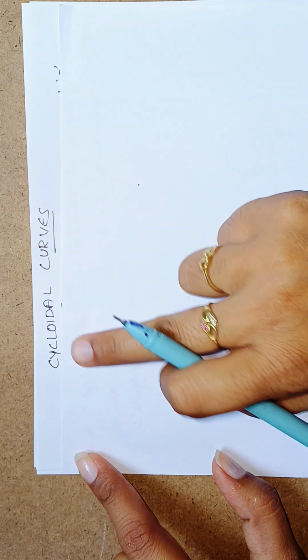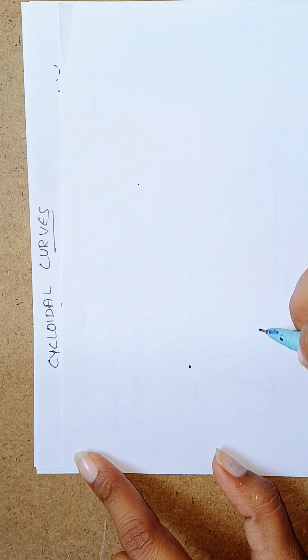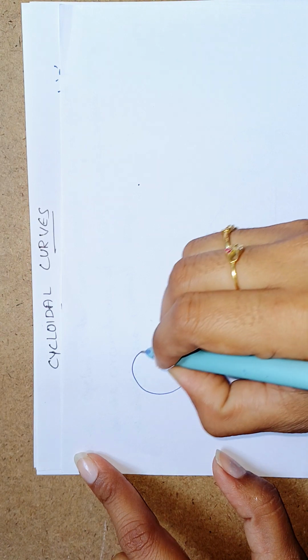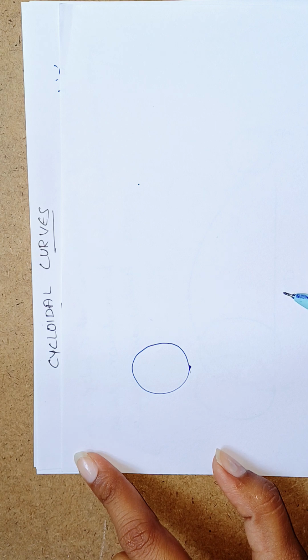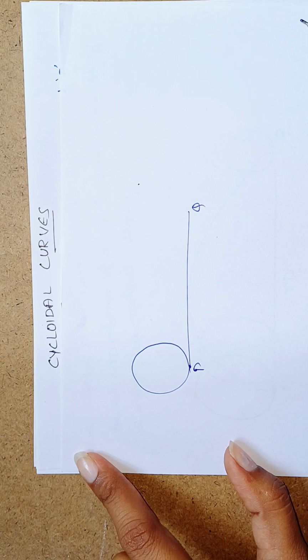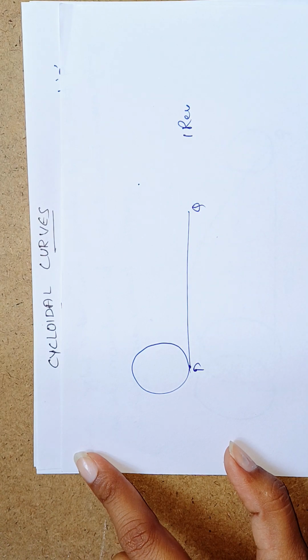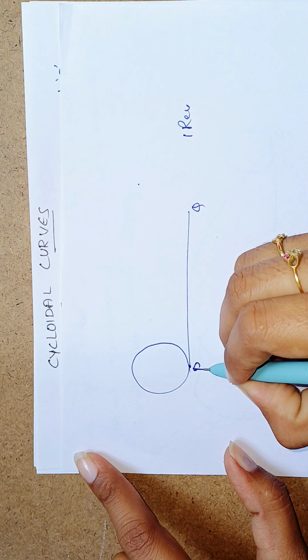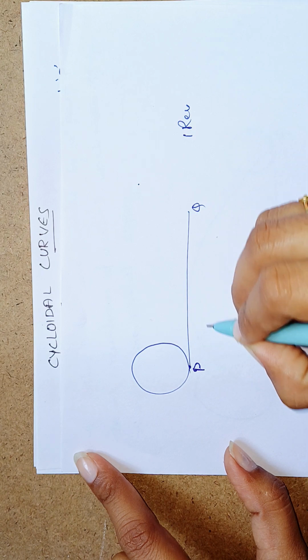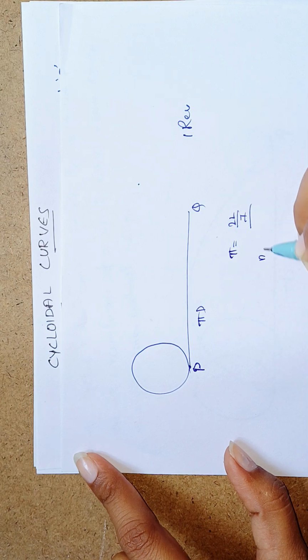A cycloidal curve is generated by a point P on the circumference of a circle which moves along a straight line, that is PQ, without slipping. It travels one revolution. That is called a cycloidal curve. The length of the straight line PQ follows the formula pi d, where pi is 22/7 and d is the rolling circle diameter, which is given in the question.